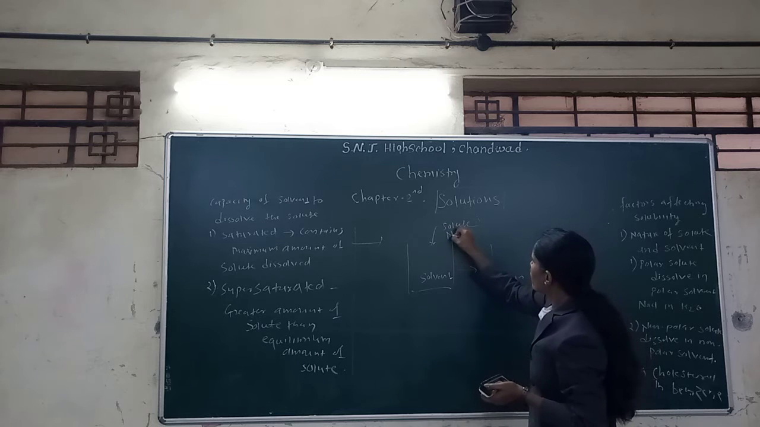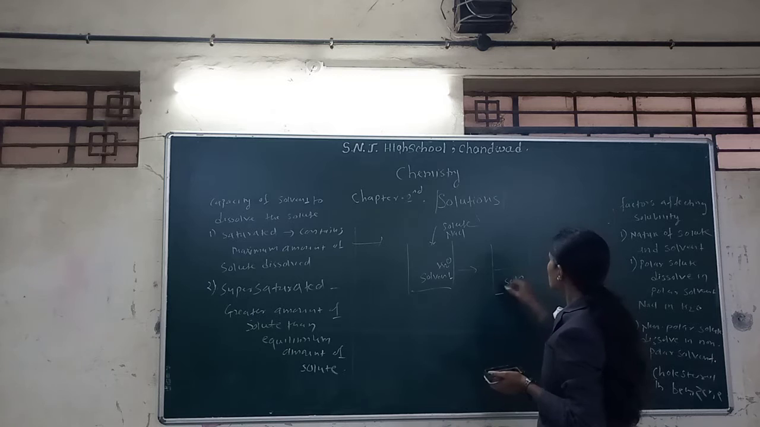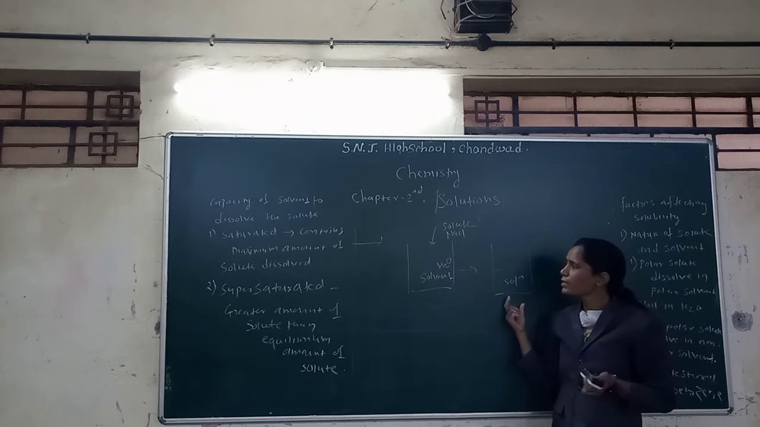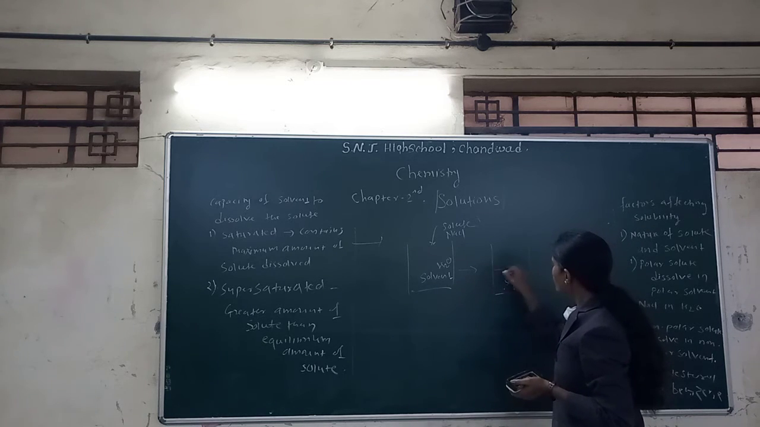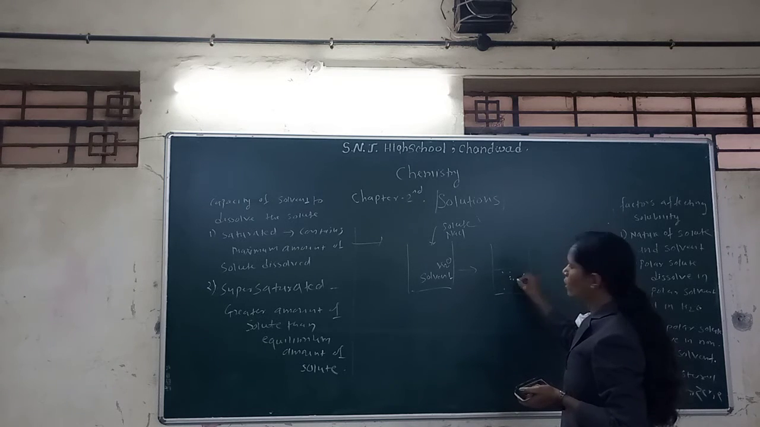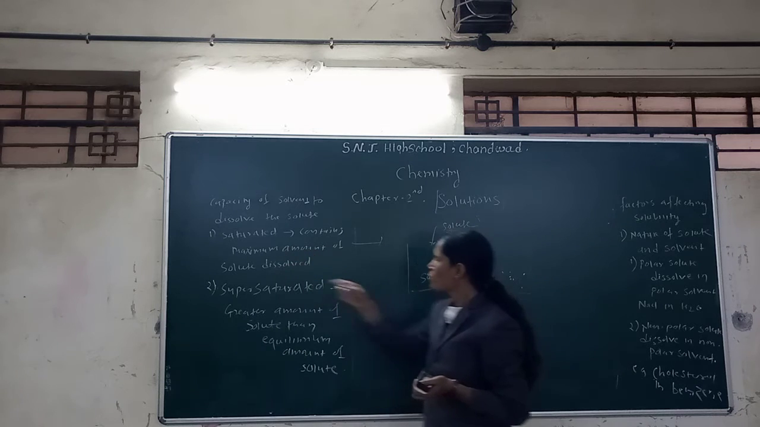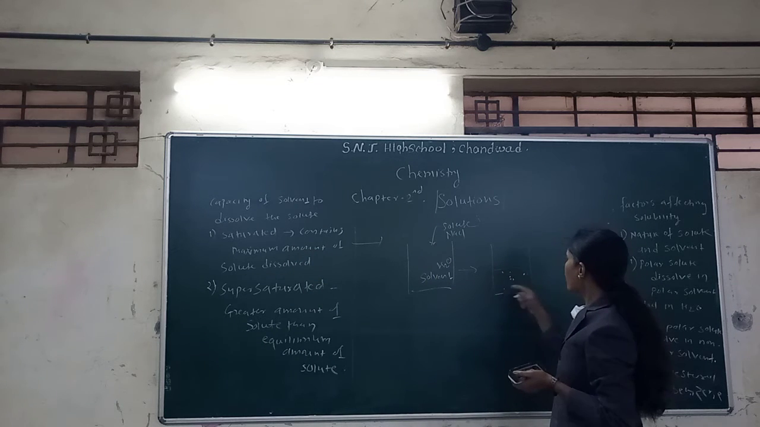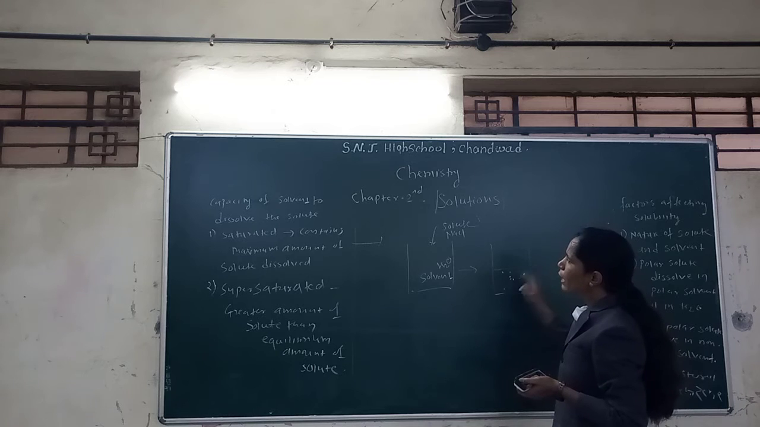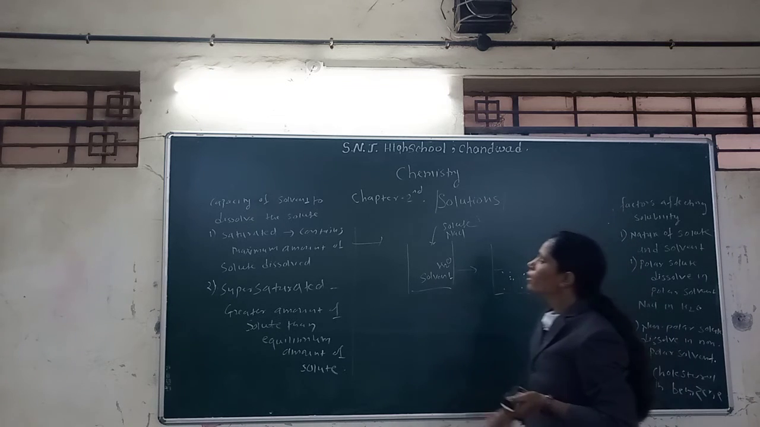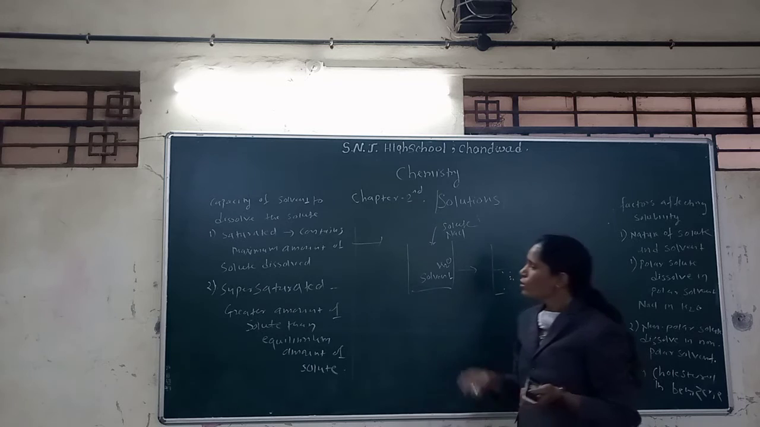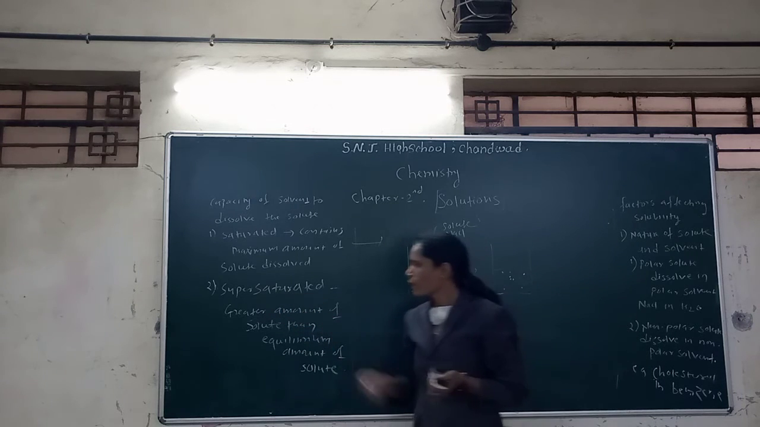When NaCl is added to a solvent like water, it forms a saturated solution. Saturated solution means the amount of dissolved NaCl is the maximum in the solvent. Means saturated solution has the maximum amount of solute dissolved. The NaCl is maximally dissolved in this solution, therefore it is called a saturated solution. Again, the second type of solution is supersaturated solution.